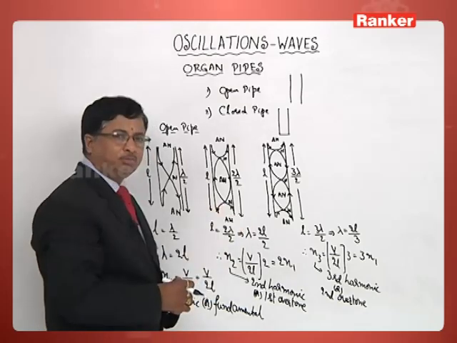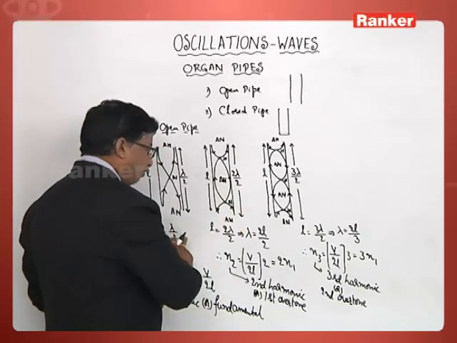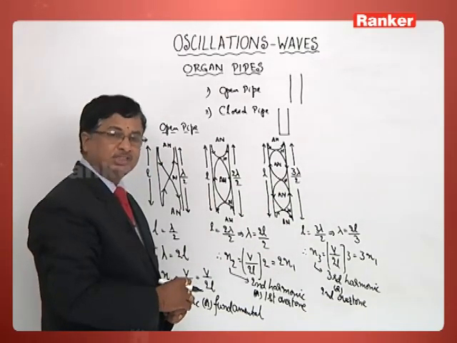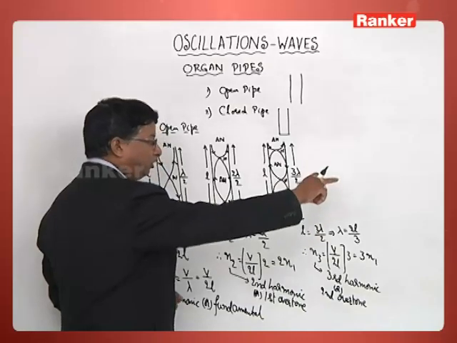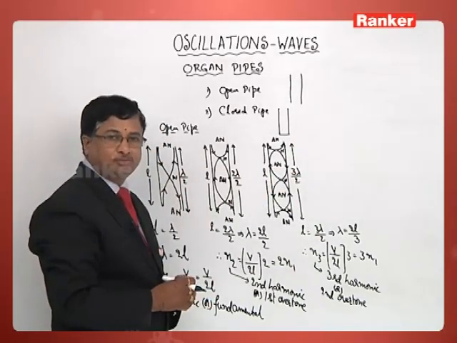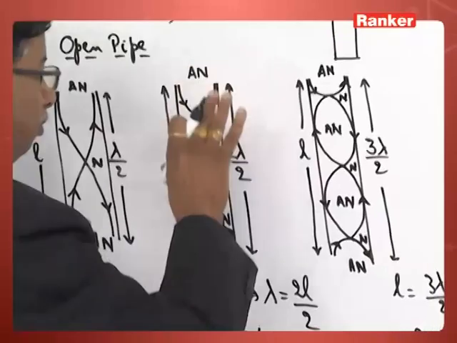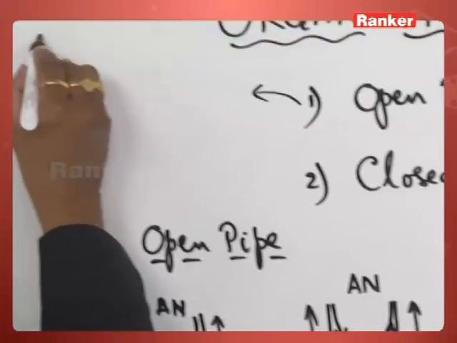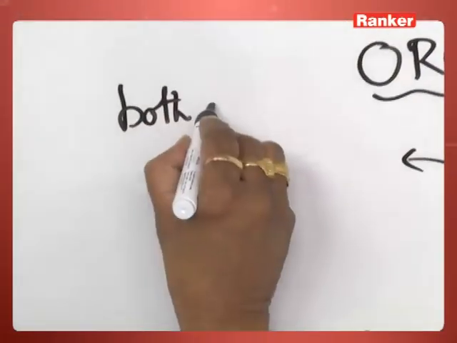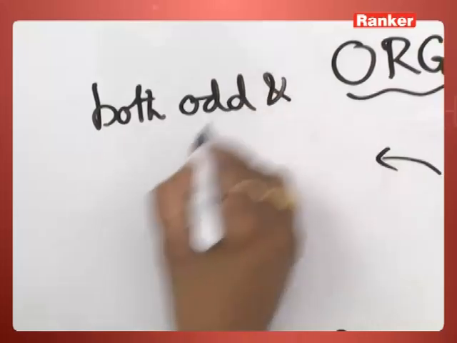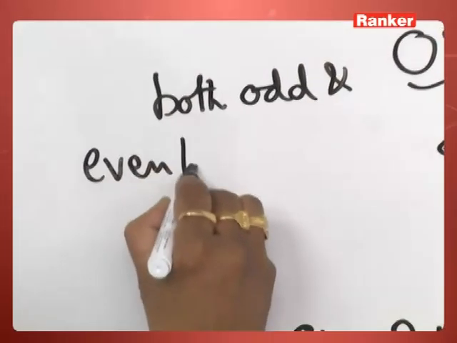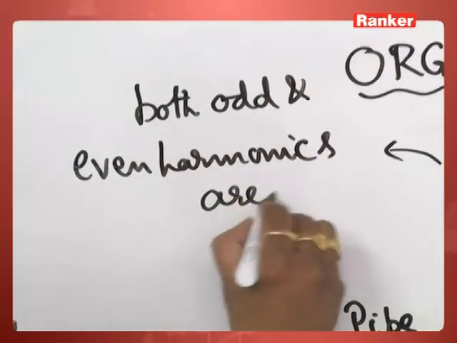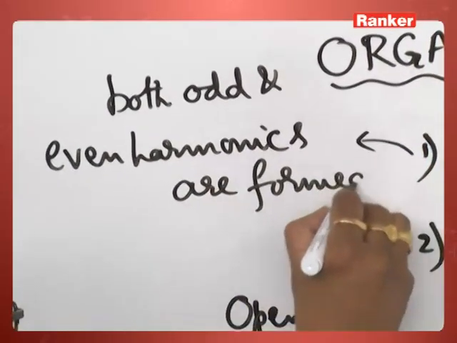What kind of harmonics means you are getting first, third, fifth, seventh, like odd harmonics. Similarly, second, fourth, sixth, eighth, like even harmonics. That means you can come to this conclusion: in the case of an open pipe, both odd and even harmonics are formed. That is actually the concept we need to understand.